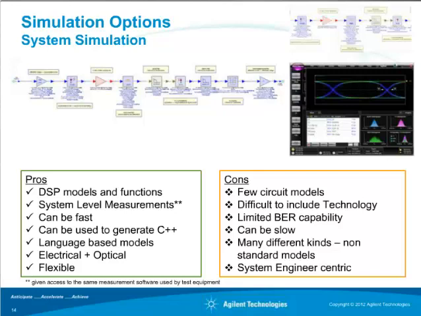It also can deal with electrical and optical together because, in essence, most of these simulators are really not passing voltages and currents. They're really working with numbers. So that's something that can be built into the models. Very flexible. On the downside, very few circuit models. It's hard to include packaging and channel in this at a high fidelity level. It's also difficult to include any technology related to those things.